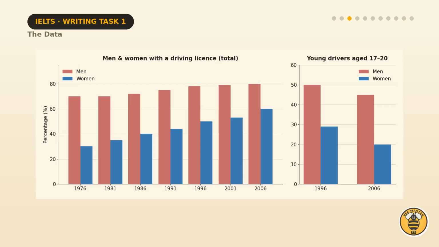Study the data first. The left chart shows the overall percentage of men and women holding a license from 1976 to 2006. The right chart focuses on young drivers aged 17 to 20 in just 2 years, 1996 and 2006.